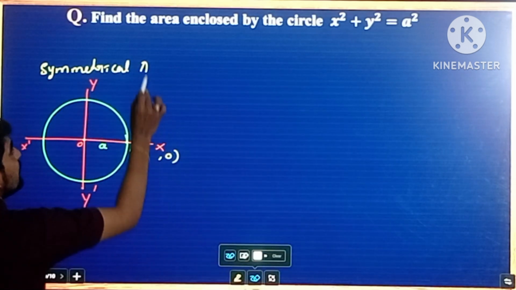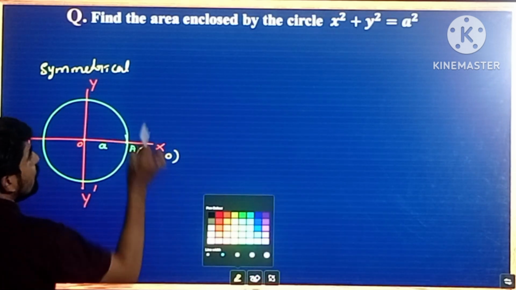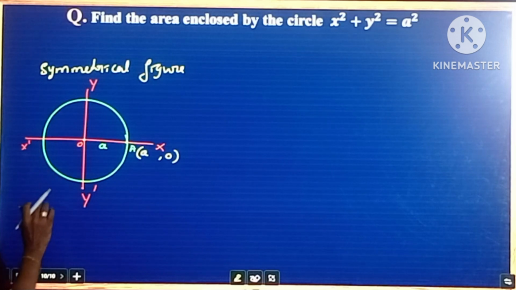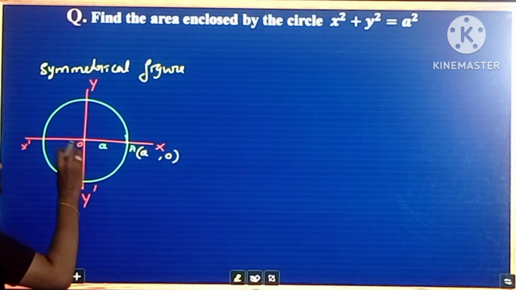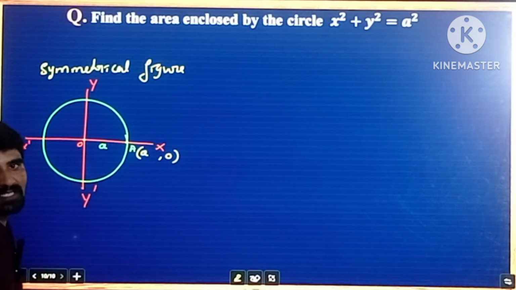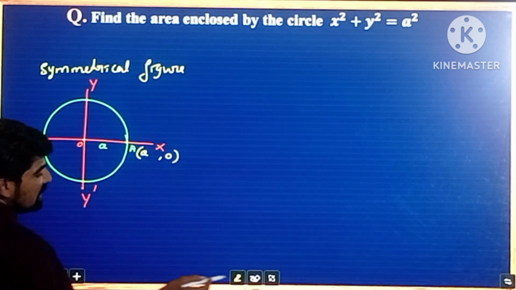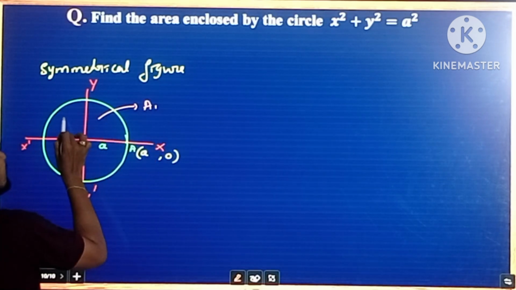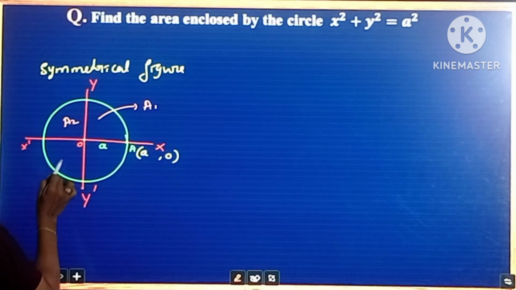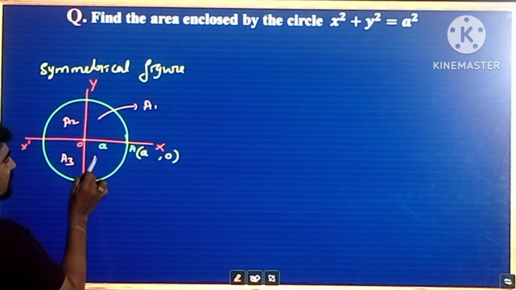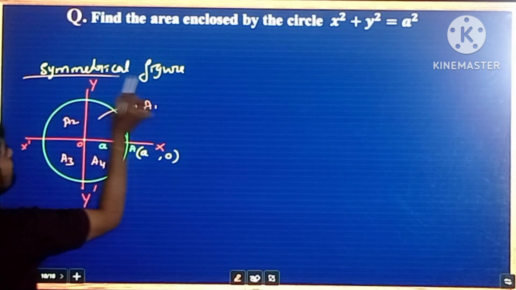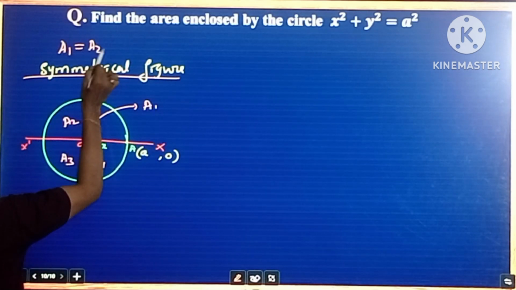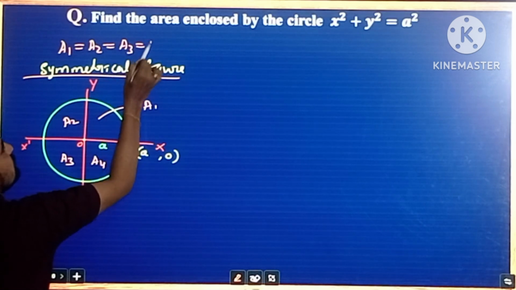It means the area bounded by this circle in the first quadrant is equal to the area bounded by this circle in the second quadrant, which equals the third quadrant, and it is also equal to the fourth quadrant. Let's say the area in the first quadrant is A1, the area in the second quadrant is A2, the area in the third quadrant is A3, and in the fourth quadrant is A4.